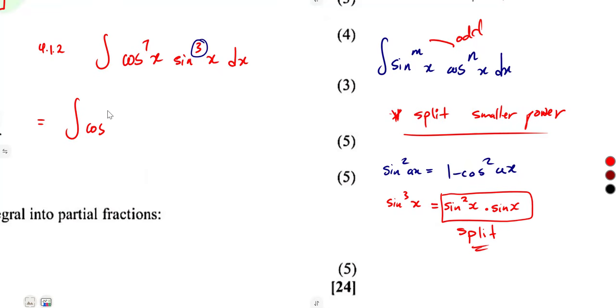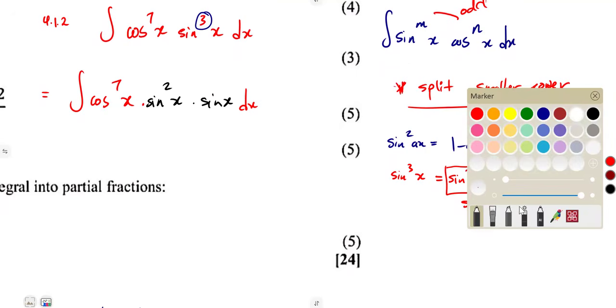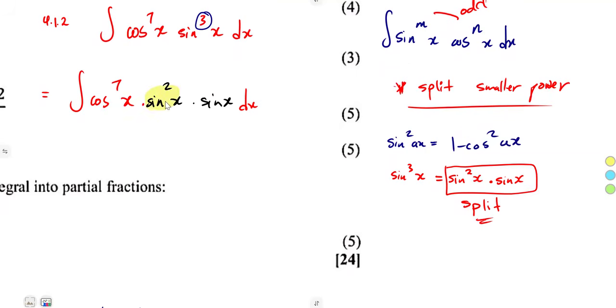So that's the integral of cos to the exponent of 7x times what we have split here: the sine squared of x times the sine of x with respect to x. So we managed to split this. Where we have a trig representing the sine squared of x, it means we can substitute that in place of a sine squared. That was the reason for splitting, because we had to split in terms of a sine squared, so that we can have its substitute.